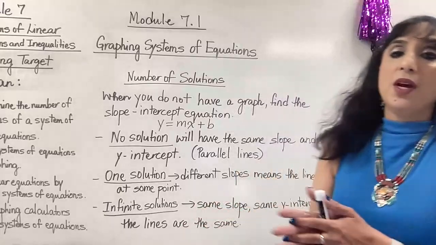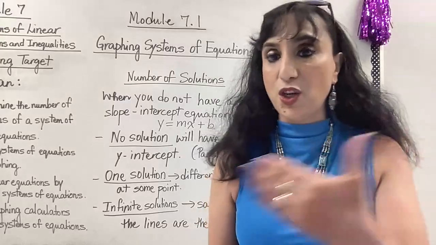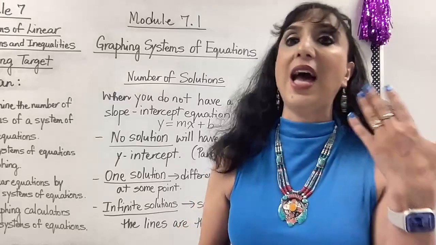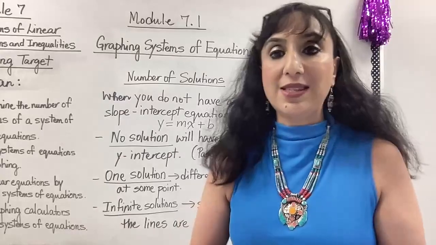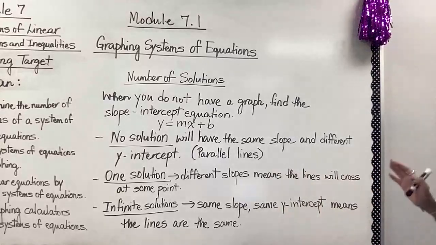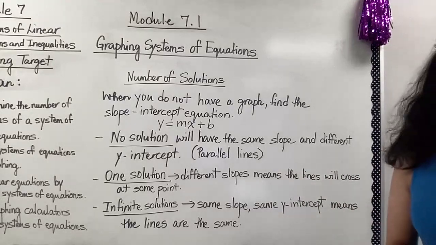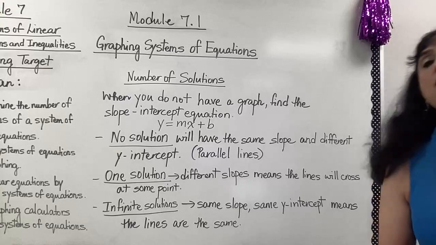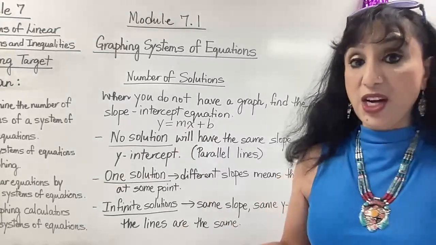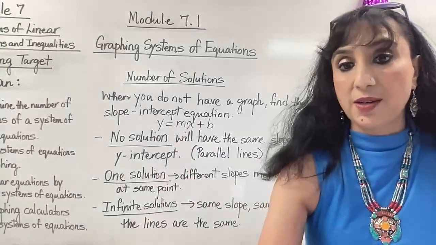So let's look at the infinite solutions. The infinite solutions, of course, as I showed you earlier, is when one line is placed right above the other. So they have exactly the same slope and exactly the same y-intercept, and same slope, same y-intercept means the lines are the same. This is the most important thing you need to remember when a graph is not provided, to differentiate which one is which and how many solutions there are.